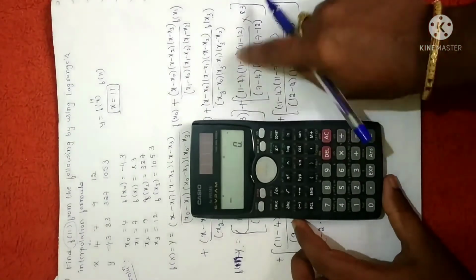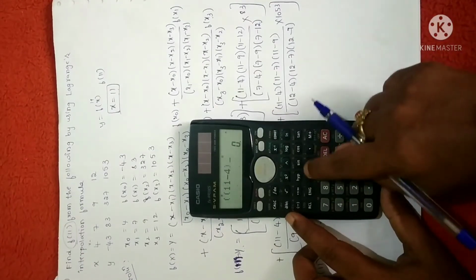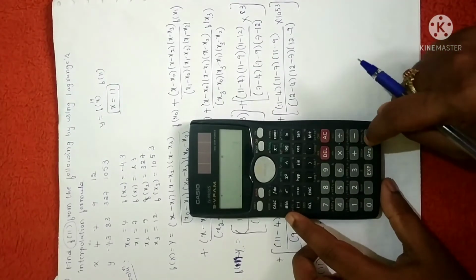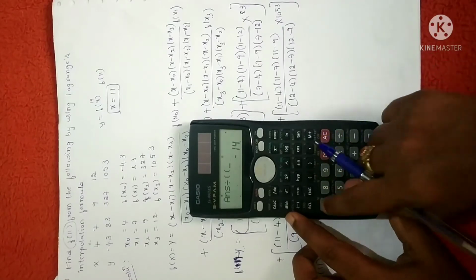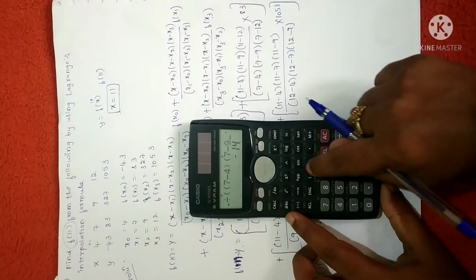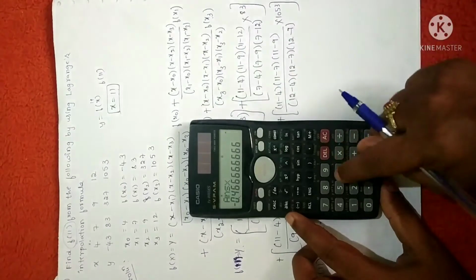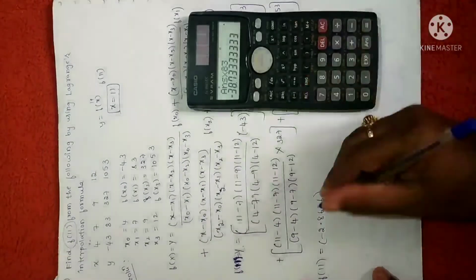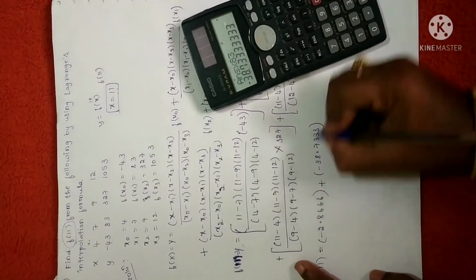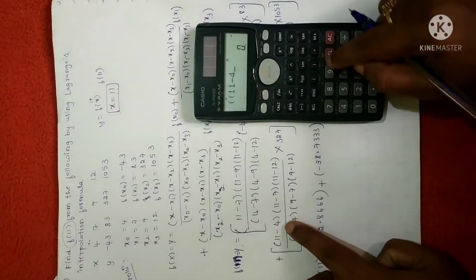See, I'll show you once again: 11 minus 4, 11 minus 9, 11 minus 12, divided by (7 minus 4)(7 minus 9)(7 minus 12), multiplied with 83. So when you multiply, you will get plus of minus 38.7333. Fine.